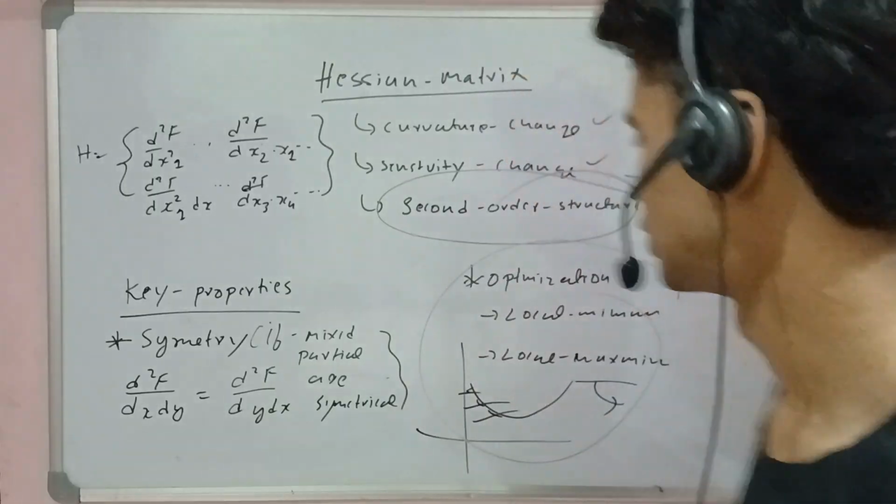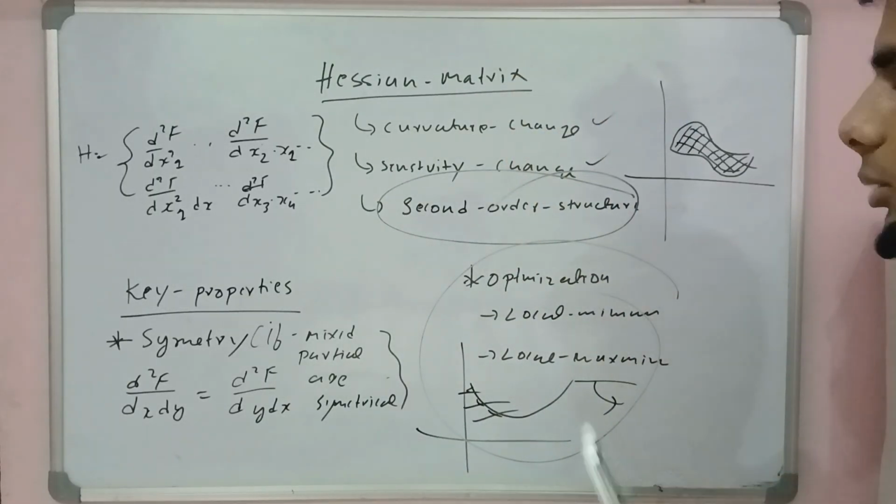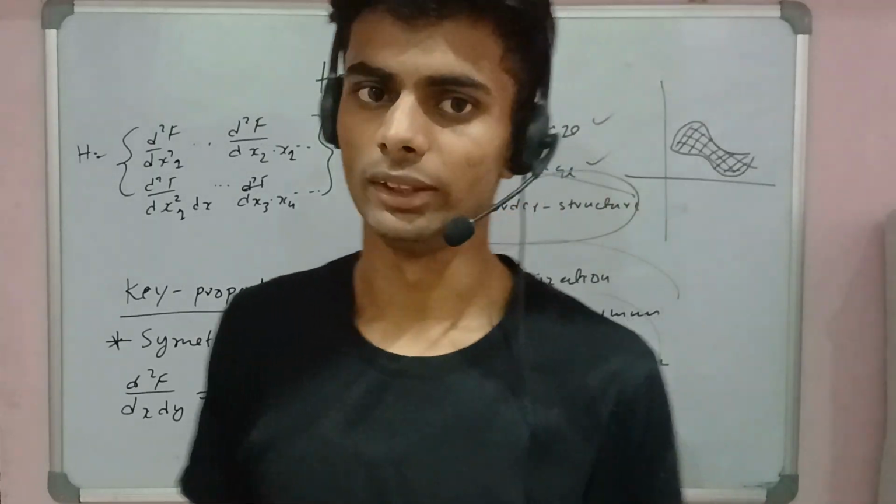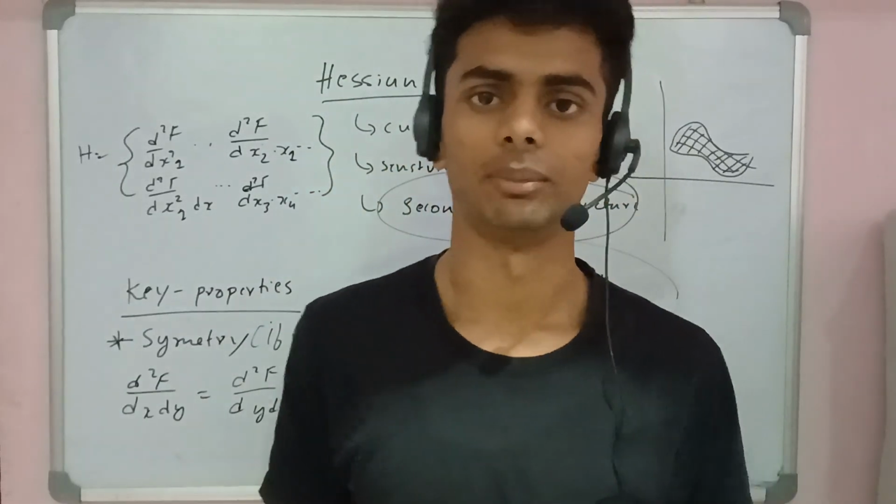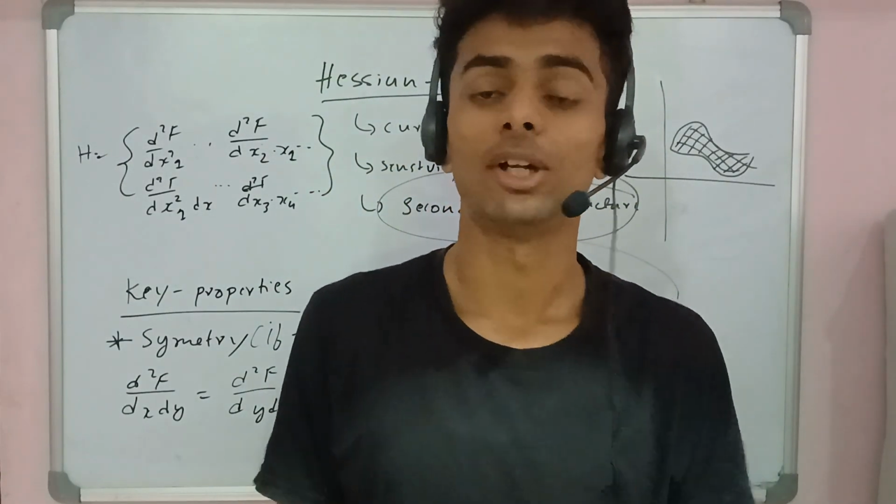That's what the Hessian matrix wants to say. Local minima and maxima are really helpful for the model to adjust weights accordingly. So that's the basic thing. Okay, that's all about the Hessian matrix.